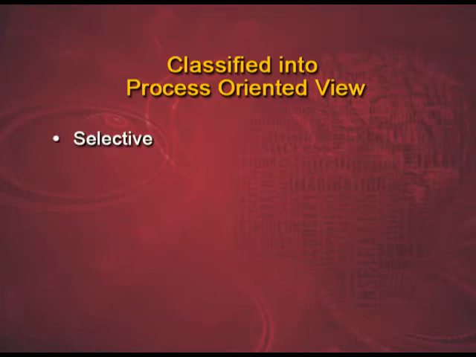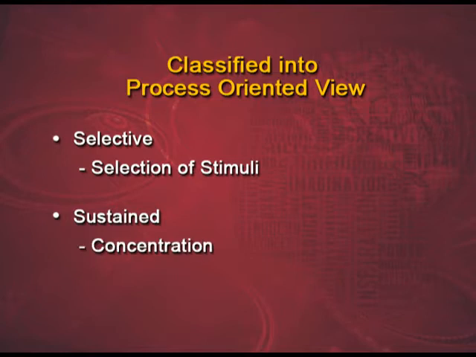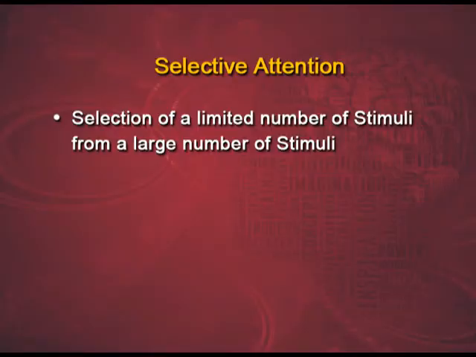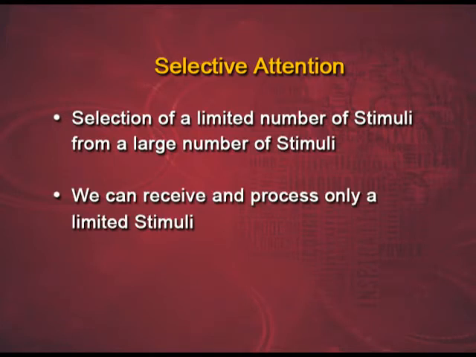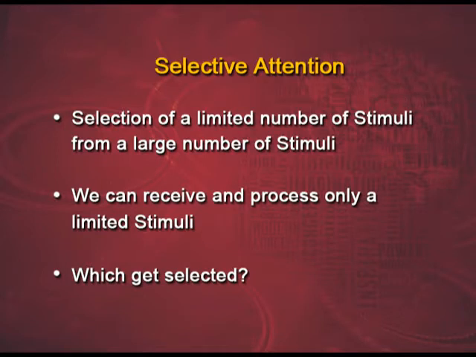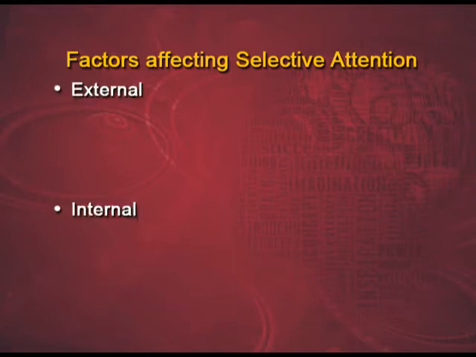Let us now come to the process-oriented view of attention. It is divided into selective attention, which is selection of a particular stimulus, and sustained attention, which is concentrated effort on a stimulus. Selective attention is the selection of a limited number of stimuli from a larger number of stimuli. We can receive and process only limited stimuli because of the limited capacities of our sense organs. But which are these stimuli? What is the particular quality of a stimulus that makes us attend to it and not to the others which are present? The factors that affect selective attention are external and internal.